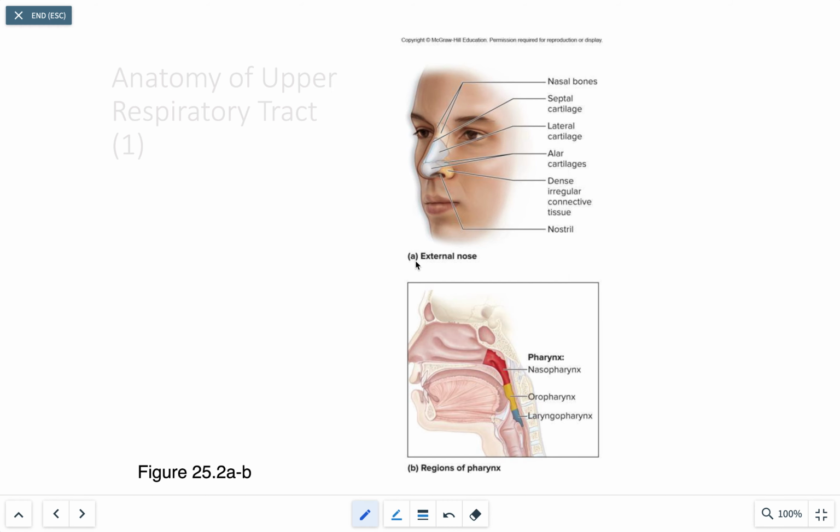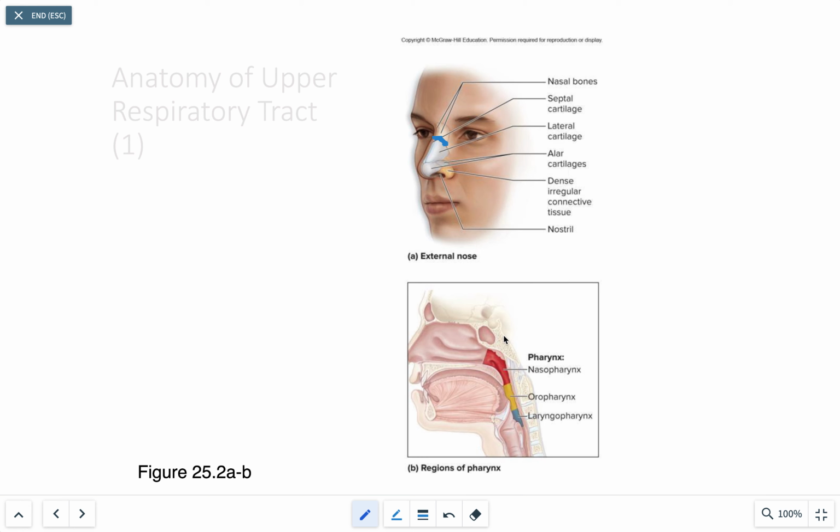So when we look at the structure of the nose, we can see that the nose is actually mostly cartilage. It terminates at the end of the nasal bone and then begins with the septal cartilage. We have dense irregular connective tissue on the outside of the nostrils. This gives us the ability to flare the nostrils to increase the amount of air coming into the nose.